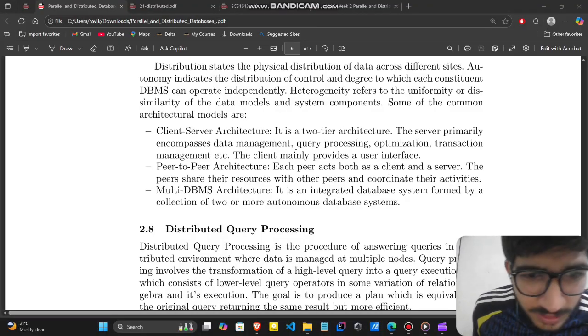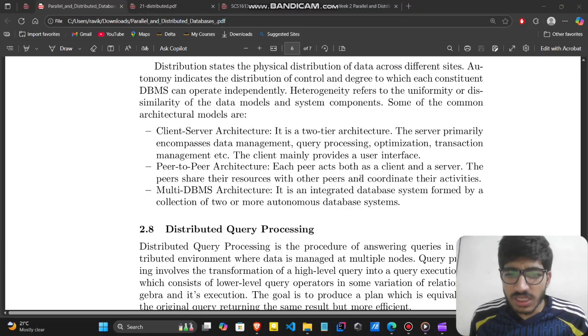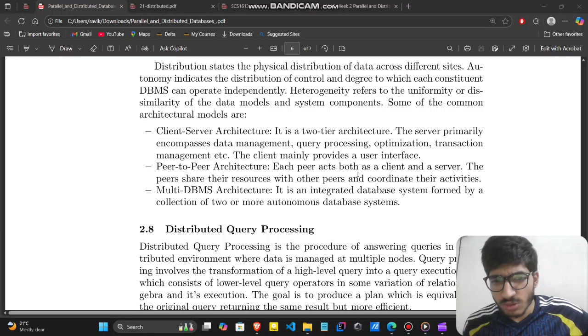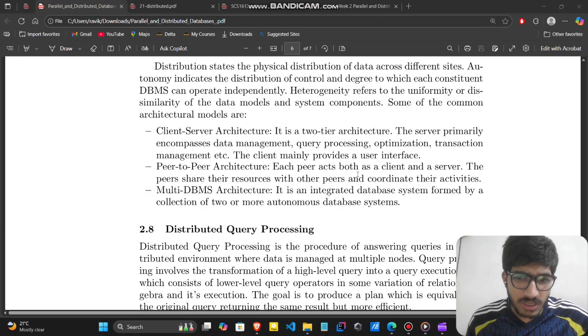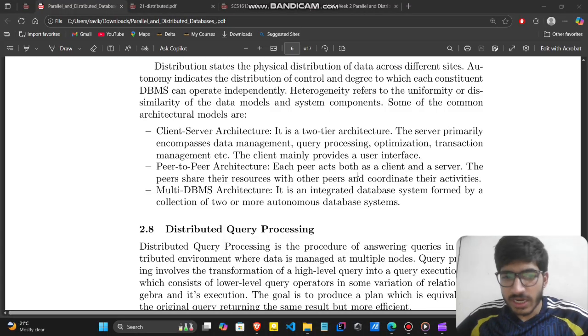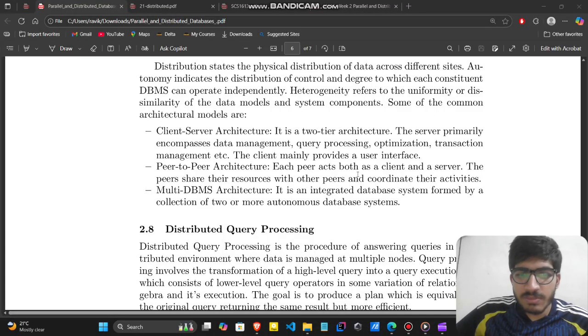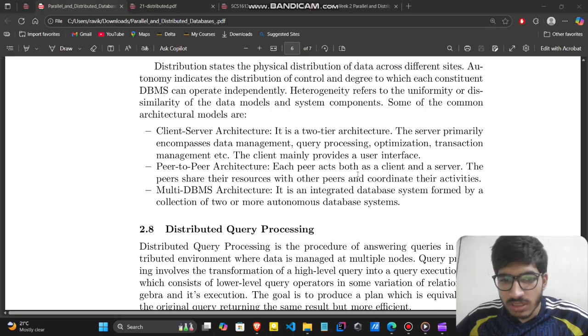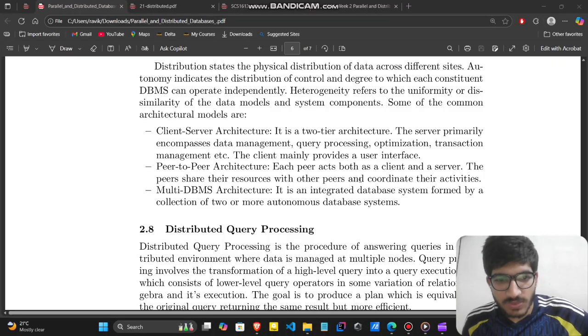So peer-to-peer architecture: each peer acts as both a client and a server. The peers share their resources with other peers and coordinate their activities. Multi-DBMS architecture: it is an integrated database system formed by a collection of two or more autonomous database systems.